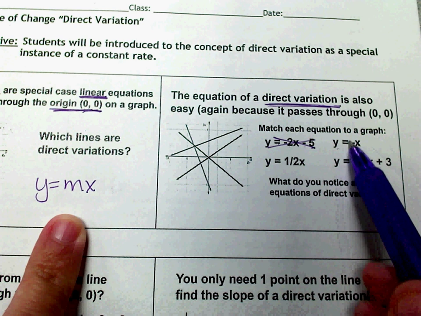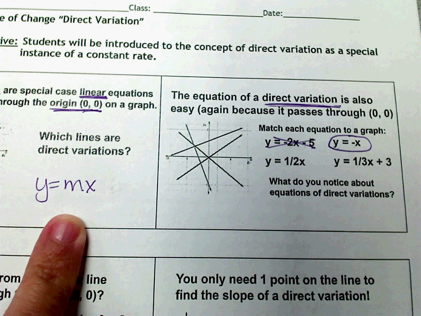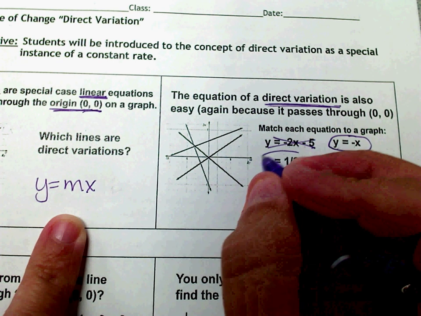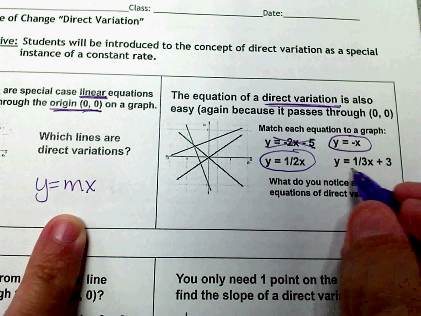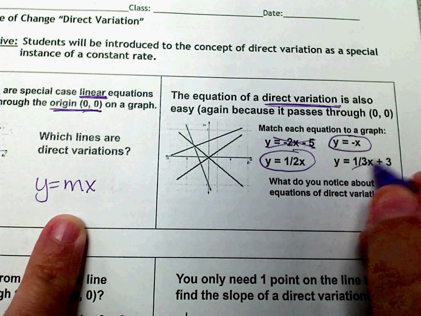This is y equals mx, so this is a direct variation. This is y equals mx, so this is a direct variation. And this is y equals 1/3 x plus b. It has that b, so this is not.